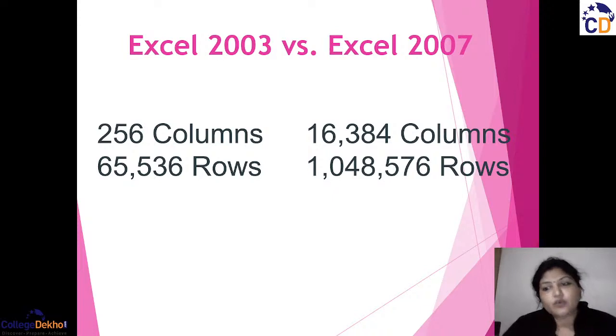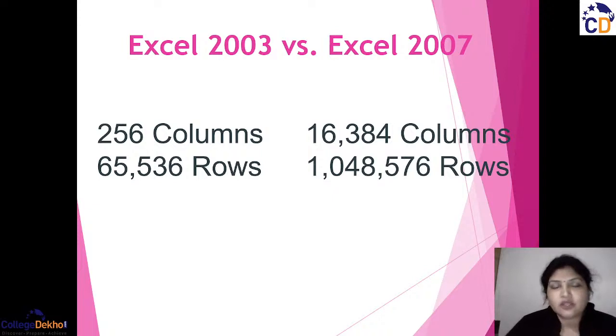Then we have the difference between the editions of MS Excel 2003 and MS Excel 2007. Right. So when we talk about rows and columns in a spreadsheet, there is some size that needs to be specified. So earlier in the 2003 version, in this edition we have 65536 rows.